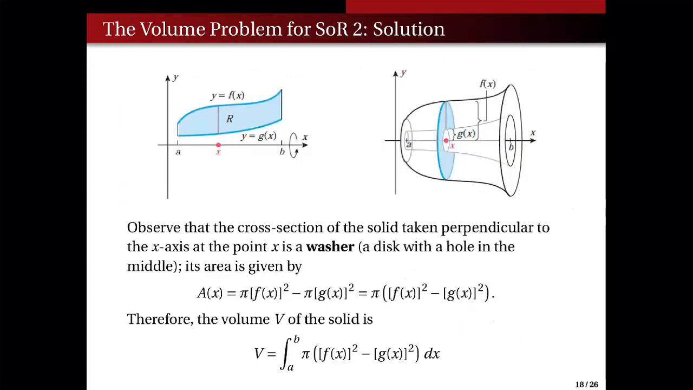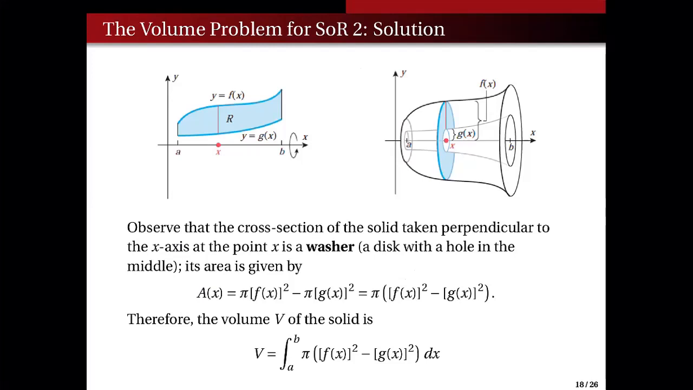So, observe that the cross section of the solid taken perpendicular to the x-axis at the point x is a washer, a disk with a hole in the middle. Its area is given by this, pi f of x squared minus pi g of x squared. Or if you factor out pi, you will have pi times f of x squared minus g of x squared. So you know the area of this washer.